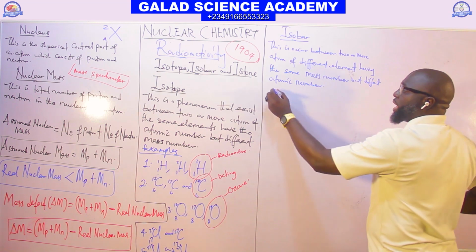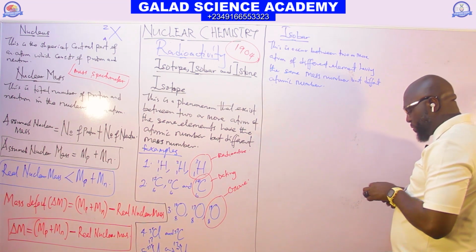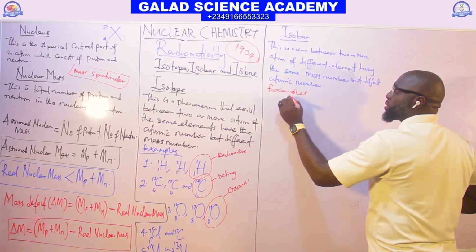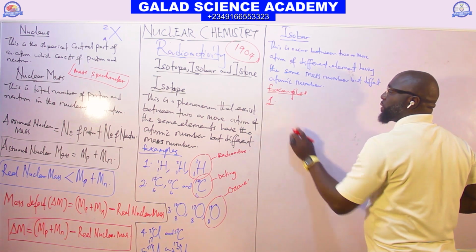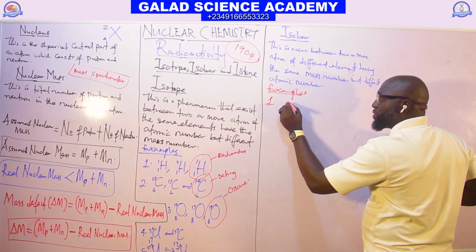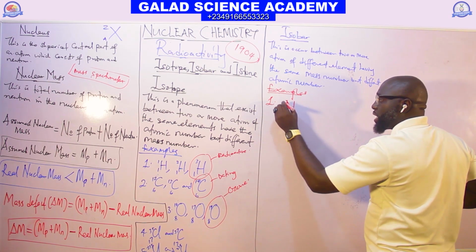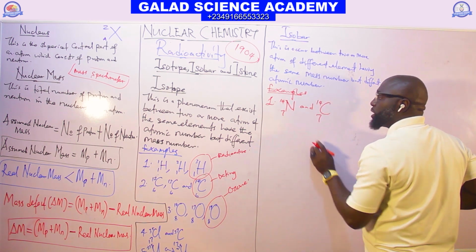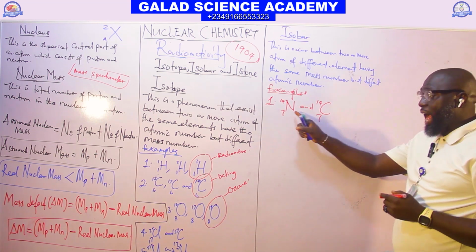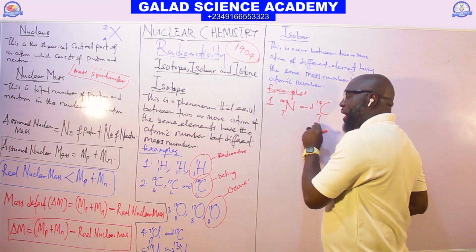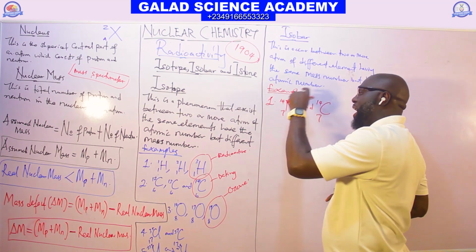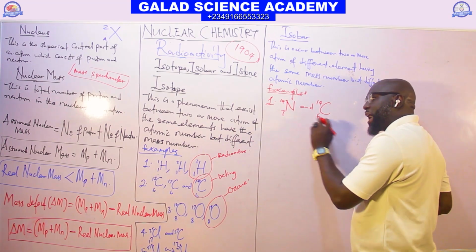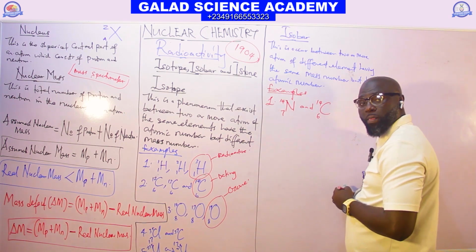Examples of isotope elements we have. Example one: nitrogen 14 (atomic number 7) and carbon 14 (atomic number 6). Look at the carbon and nitrogen here. They are atoms of different elements, and their atomic numbers are different, 7 and 6, but the mass numbers are the same.